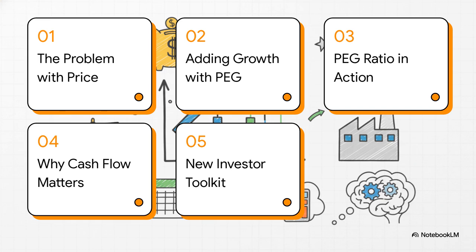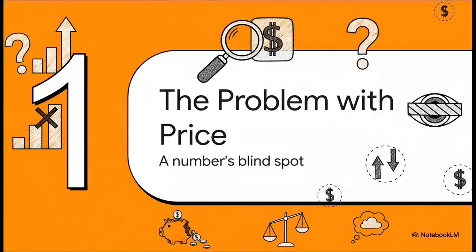All right, here's the game plan. We'll start with the problem with just looking at price. Then we'll add growth into the mix with something called the PEG ratio. We'll even put it to the test. After that, we'll talk about why cash flow is so important. And then we'll put it all together in your new investor toolkit. Okay, Section 1, the problem with price. Let's talk about how a single number can be, well, pretty misleading.